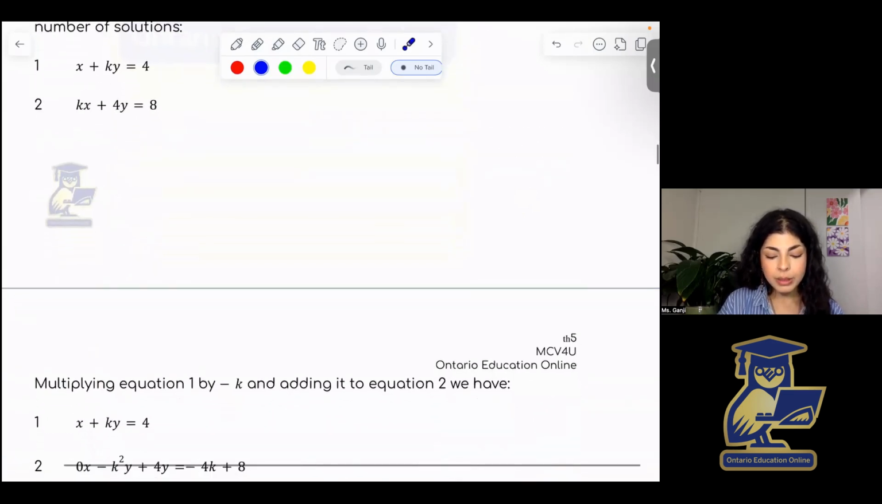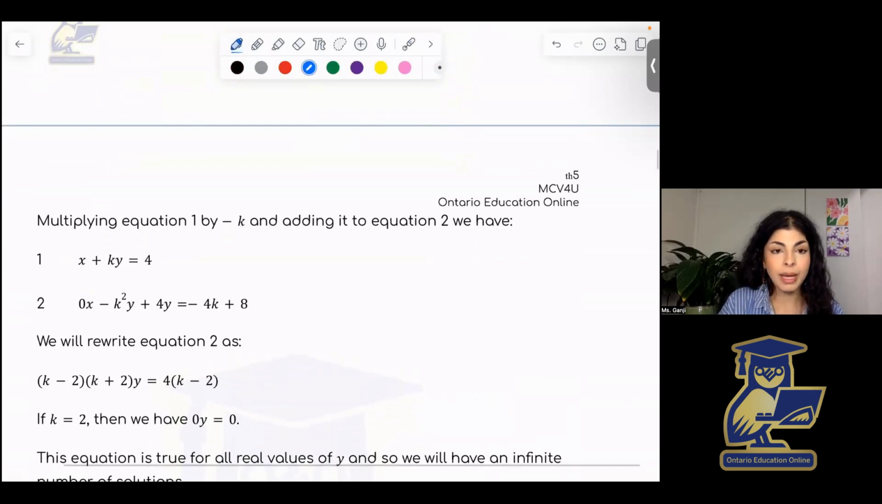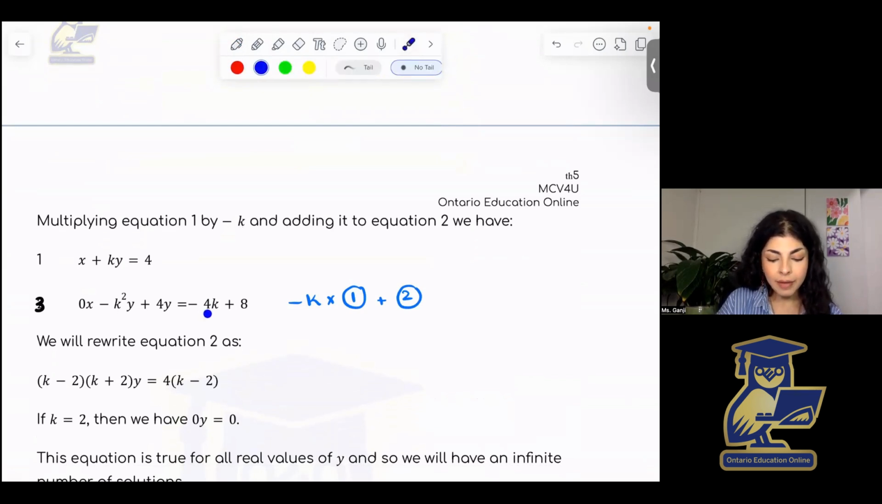So here, we multiply equation 1 by negative k and add it to equation 2. So really you're doing negative k times equation 1 plus equation 2. Oh, and this should now be equation 3 because you have a new equation. Then we have negative k squared y plus 4y is equal to negative 4k plus 8.